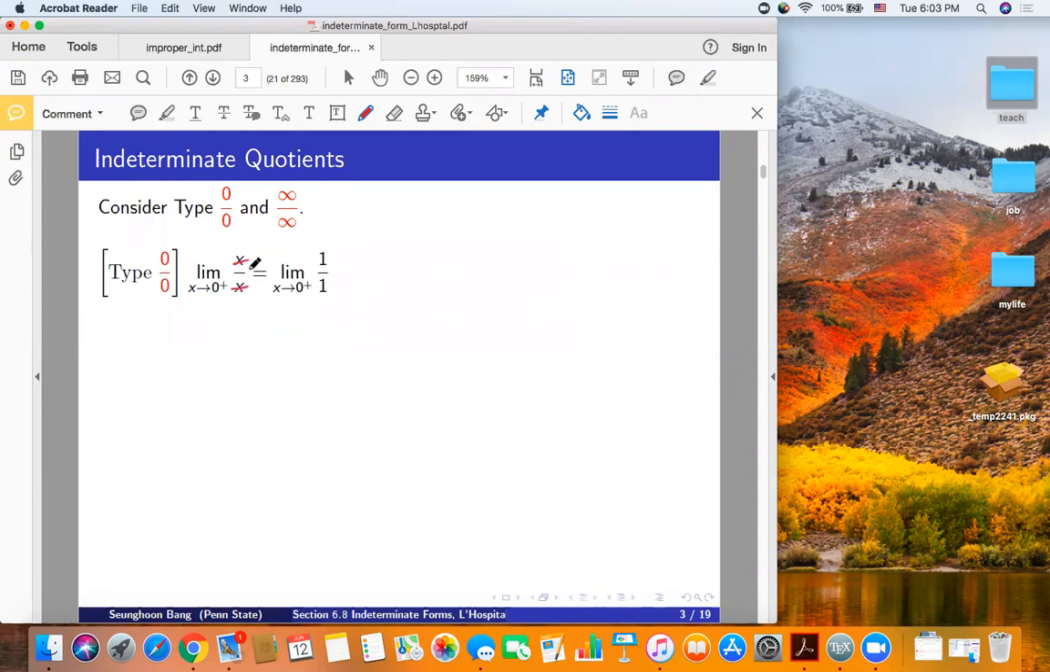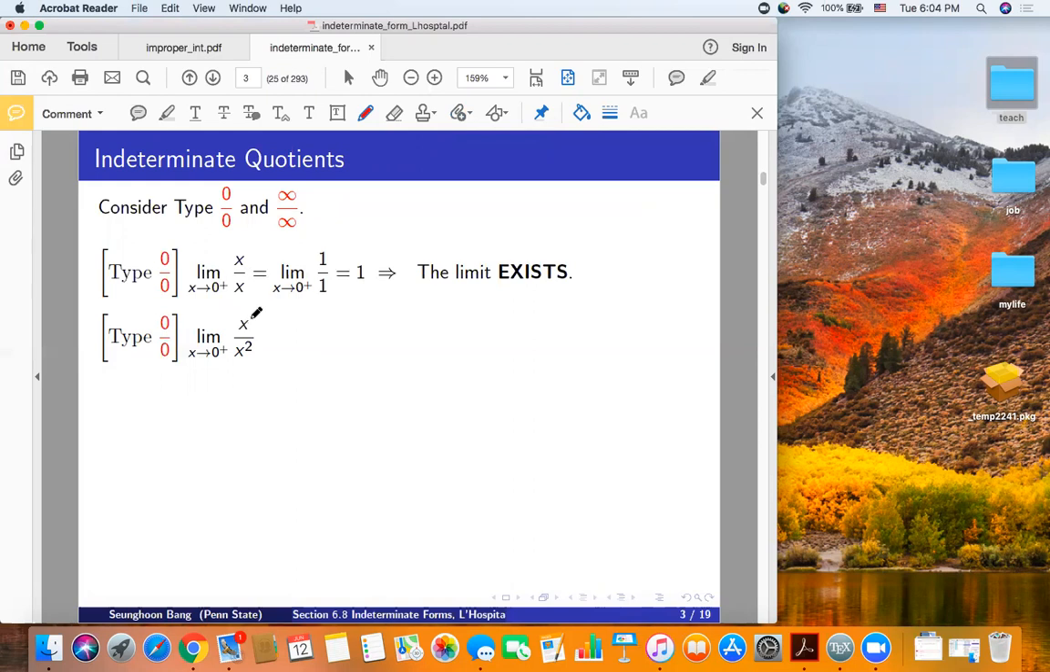Limit of 1, what is the answer? Limit of 1? Could you write your answer? Okay, the limit of 1 is, yes, the same number, 1. So we have it. The limit exists. Type 0 over 0.